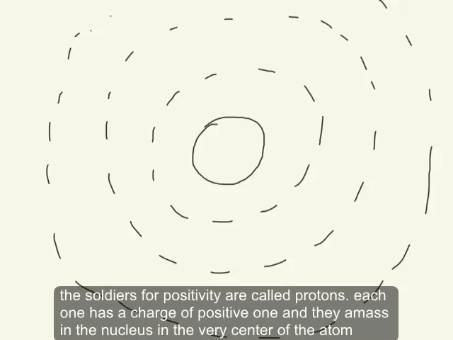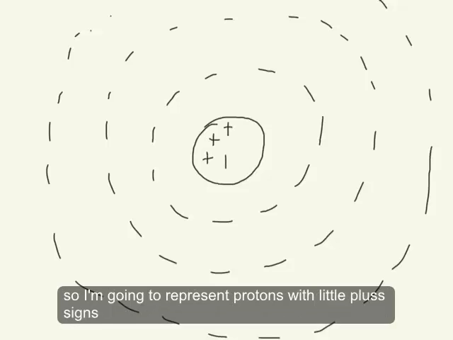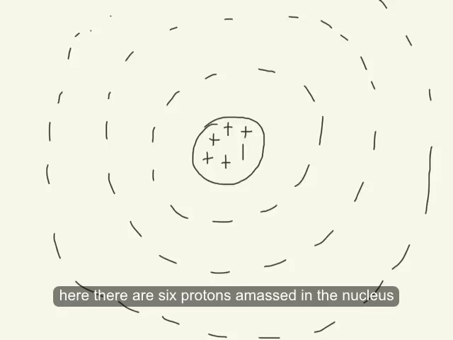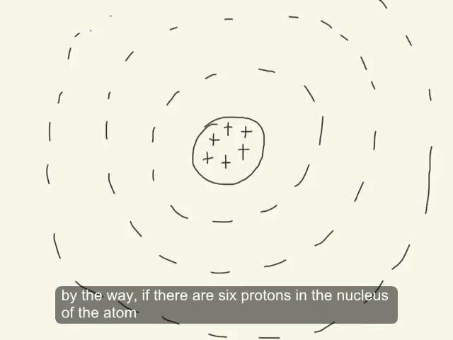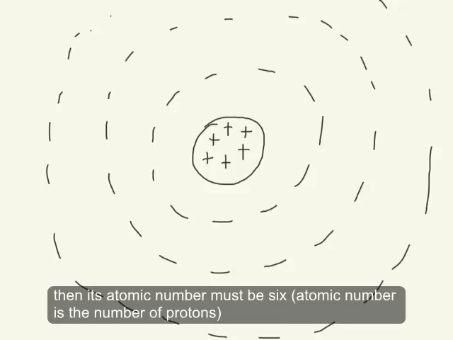The soldiers for positivity are called protons. Each one has a charge of positive 1, and they amass in the nucleus, in the very center of the atom. So I'm going to represent protons with little plus signs. Here there are 6 protons amassed in the nucleus. By the way, if there are 6 protons in the nucleus of the atom, its atomic number must be 6.